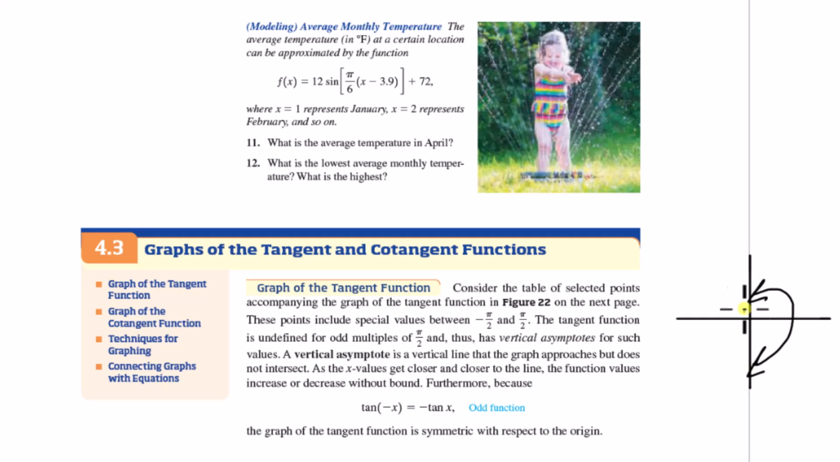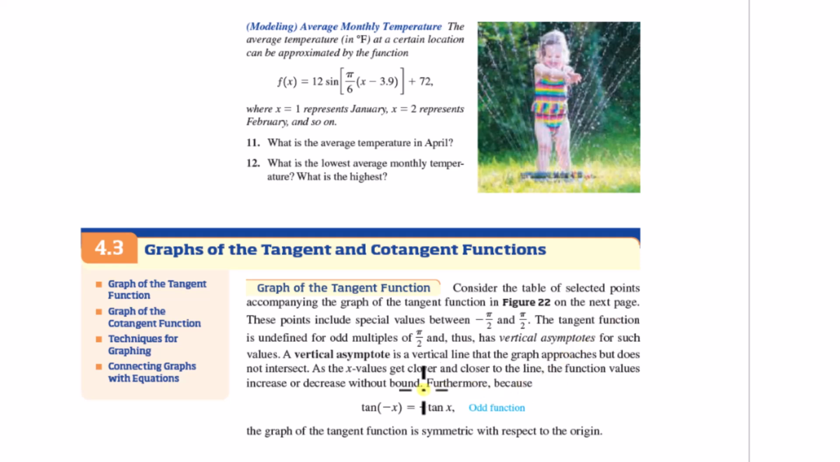The range of the tangent function is negative infinity to infinity. Unlike the sinusoids, it was just minus 1 to 1, right? But the domain isn't going to be negative infinity to infinity because you can't divide by 0 at some points. Whereas the domain of the sinusoids was all real numbers.